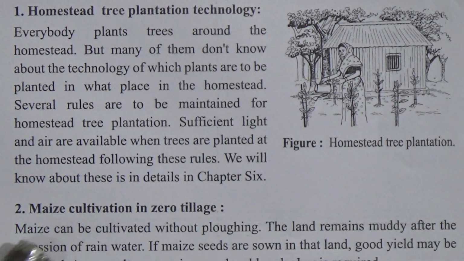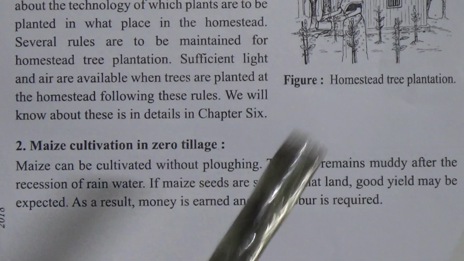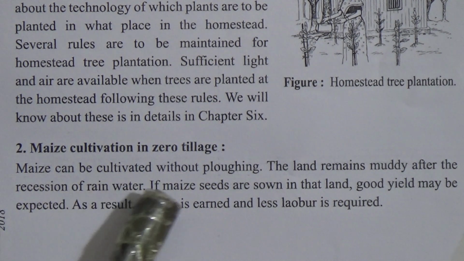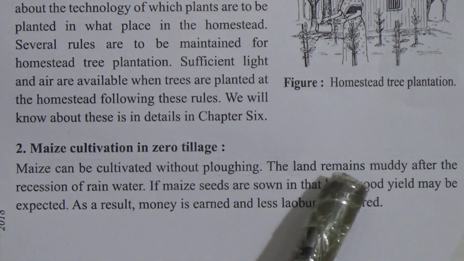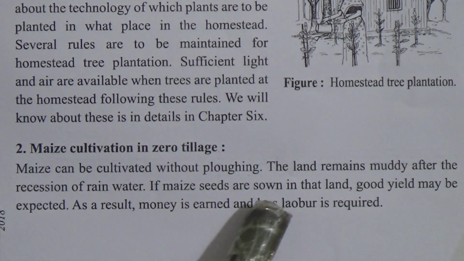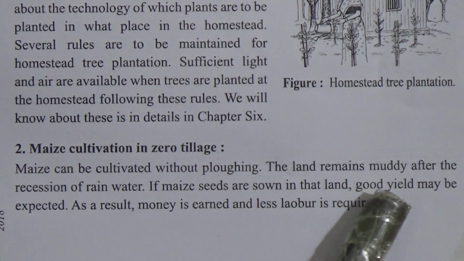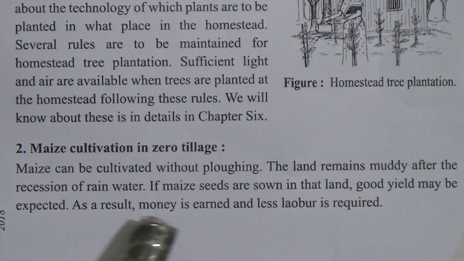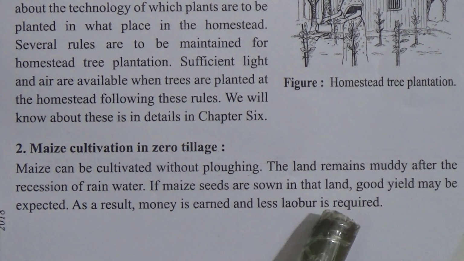Okay. Now, number 2, maize cultivation in zero tillage. Maize can be cultivated without plowing. The land remains muddy after the recession of rainwater. If maize seeds are sown in that land, a good yield may be expected. As a result, money is earned and less labor is required.